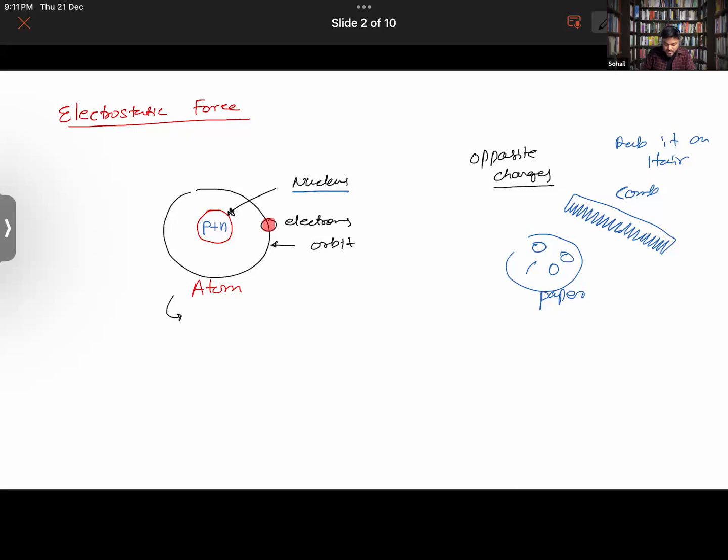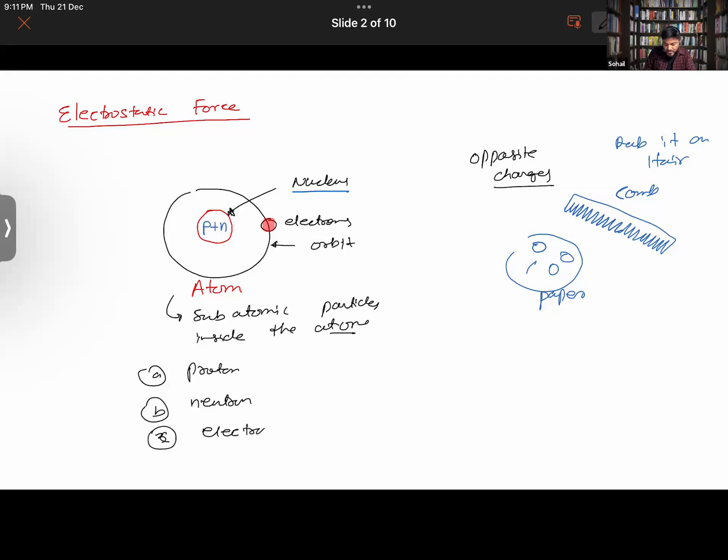Yes, sir, got it. So there are subatomic particles inside. Subatomic particles means the particles that are inside the atom. Now, what are they? They are basically proton, second is neutron, and the third one, everyone knows, is electron.